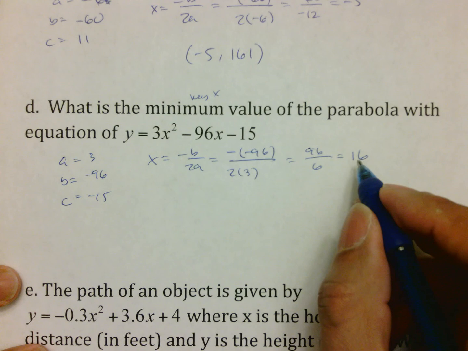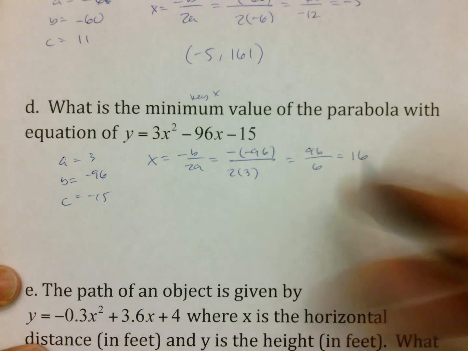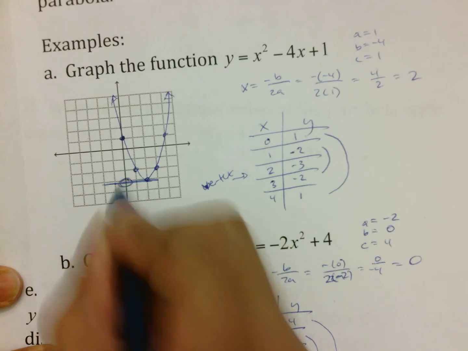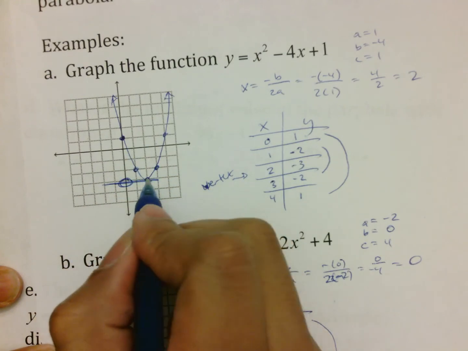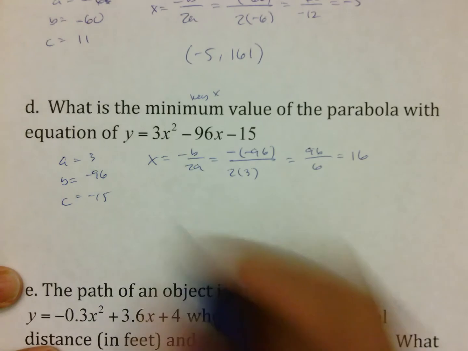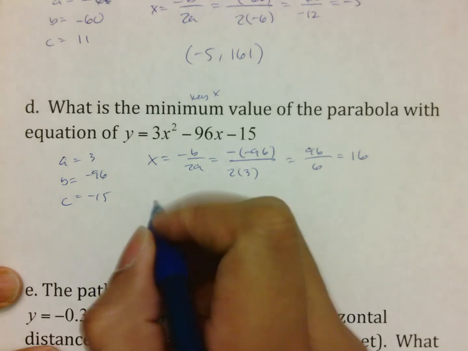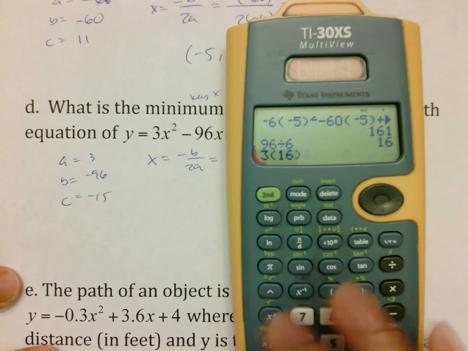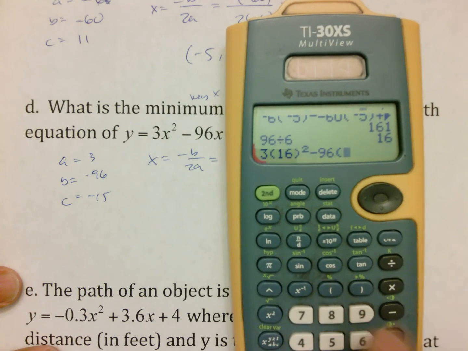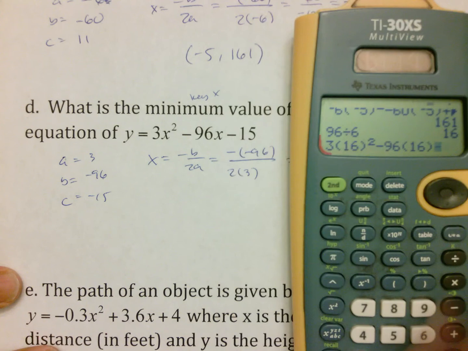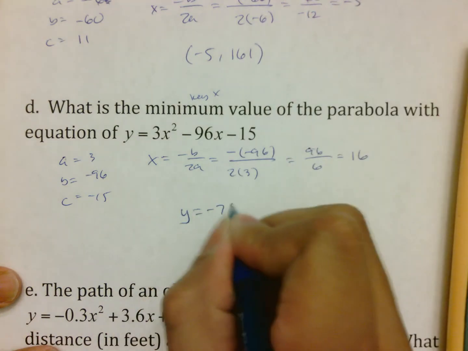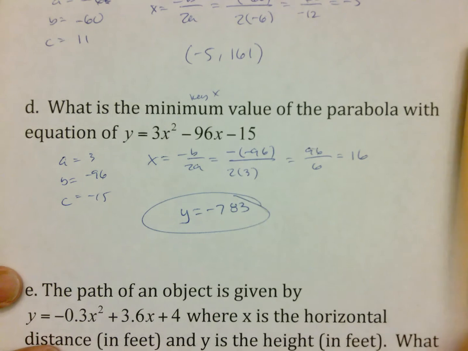And again, that is my key x. That has nothing to do with the minimum. The minimum value on your graph, for example, is how low does this go, which is a y value. This minimum would be y equals negative 3. And so we have to now take that 16, because it happens at the vertex, and plug it in. So 3 times 16 squared minus 96 times 16 minus 15 equals negative 783. And that is your minimum.